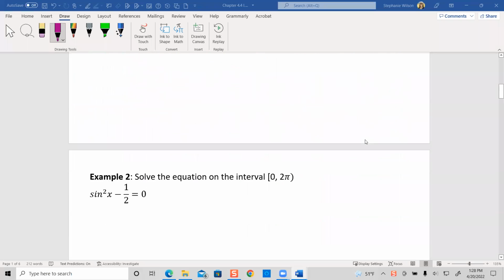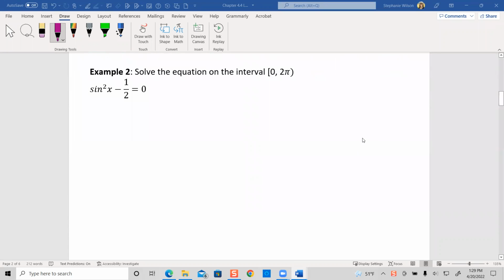So let's solve for number 2. We're going to solve the equation on the interval of 0 to 2 pi. I noticed that I got sine squared and I got this negative half here. So I'm going to add the half to both sides. So now I got sine squared x is equal to a half. And we're going to undo that square. We're taking the square root of both sides. And since it's an even root, we get a plus or minus.